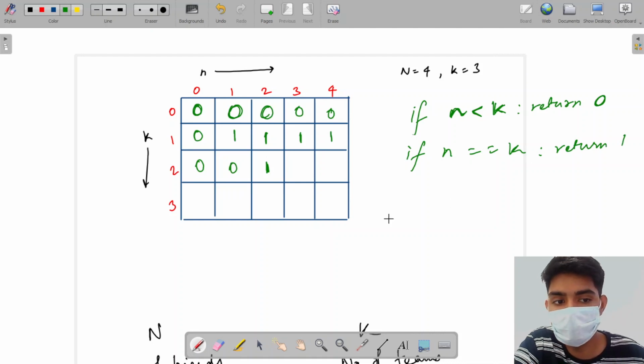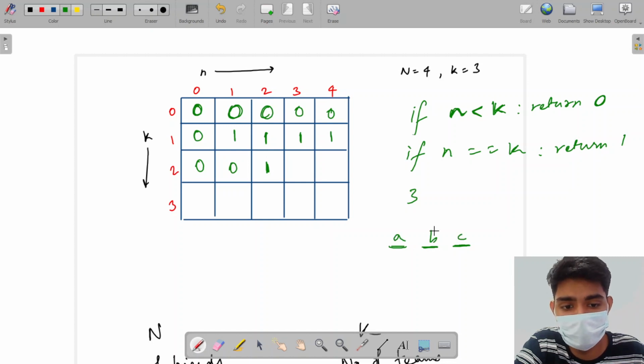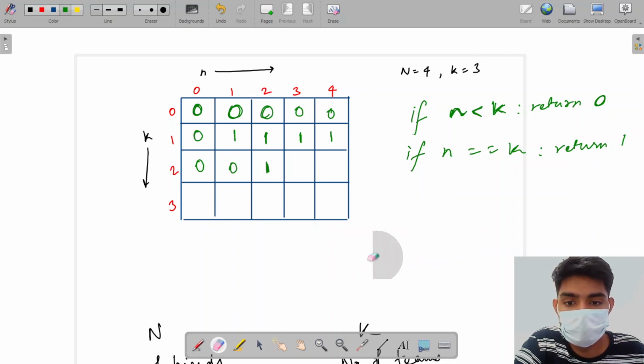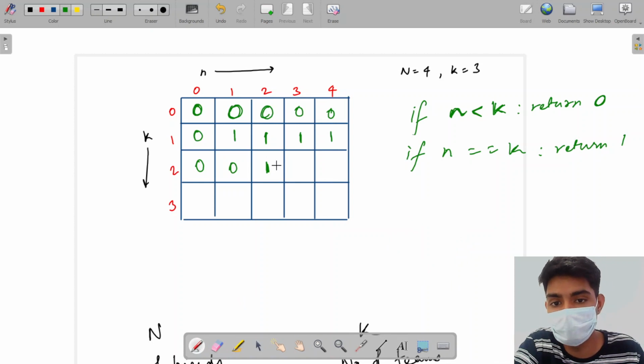If n is equal to k, there is only going to be one way. If I have 3 people and I have 3 spaces, the only way I can divide them is a, b, and c, right? If I have 3 people, let's say a, b, and c, I can only divide them like this. There is no other way, right? B cannot pair up with a, and then there would be a space left, right? So this would be my answer.